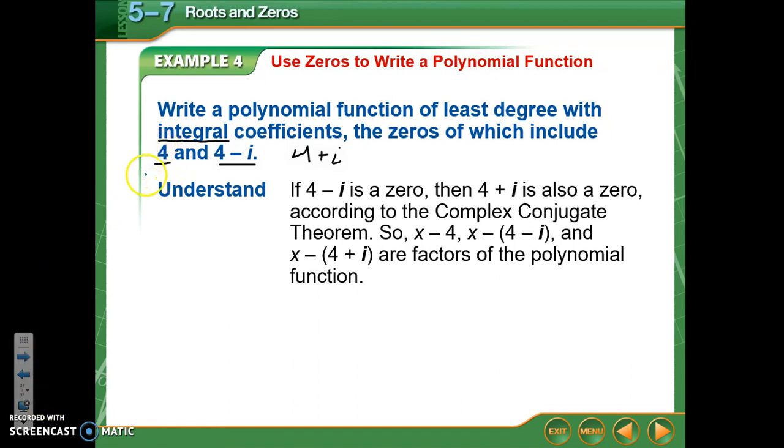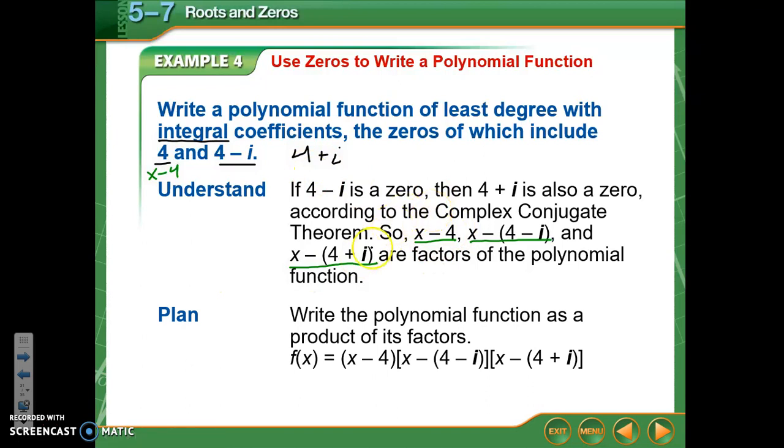Remember, if 4 is a root, then x minus 4 would be my factor. So that's what they have here. x minus 4 is my factor. x minus (4 minus i), notice the parentheses here, and x minus (4 plus i). Remember, that's always our setup. Whatever the root is, x minus that root is the factor. Since we're writing a polynomial function, we set it up as f of x equals the product of its factors, all the factors multiplied together, just like this. And then we have to simplify.